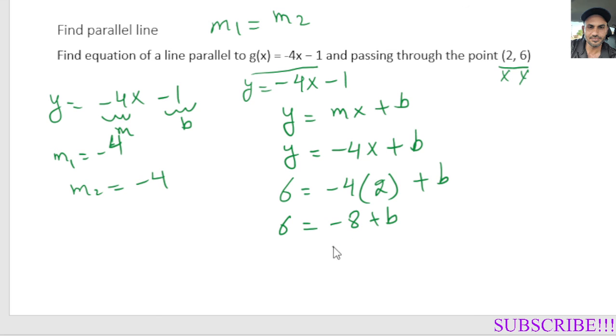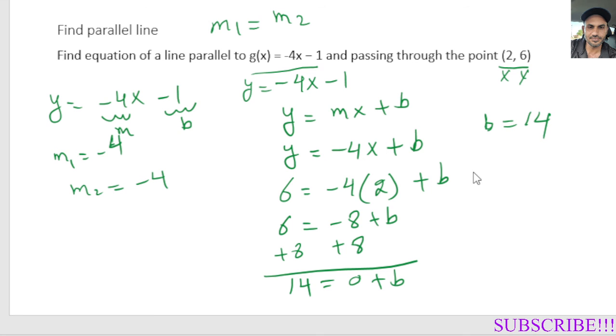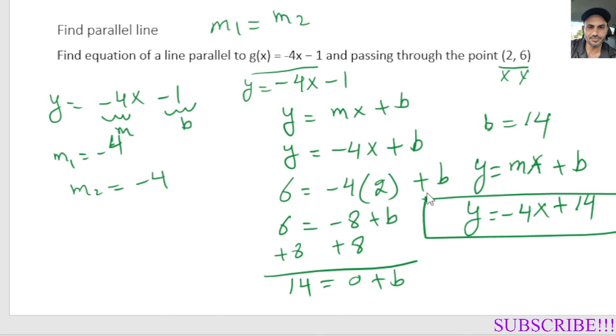Then we solve for b. We add 8 on both sides. So you have b plus, when you add 8 and negative 8 it becomes 0, equals 14. So now b equals 14. Now we write down our generic form, y equals mx plus b, and then we plug in the values that we know, negative 4 for m and 14 for b. So this is the equation of the line which is parallel to this line and is passing through this point. So these two are parallel lines.